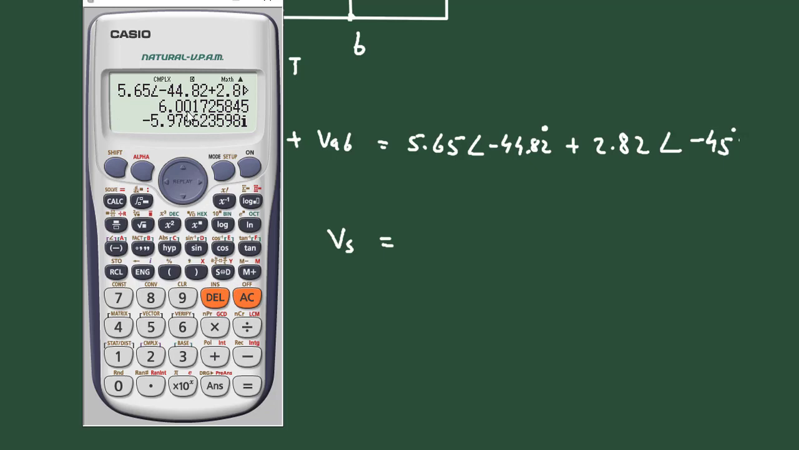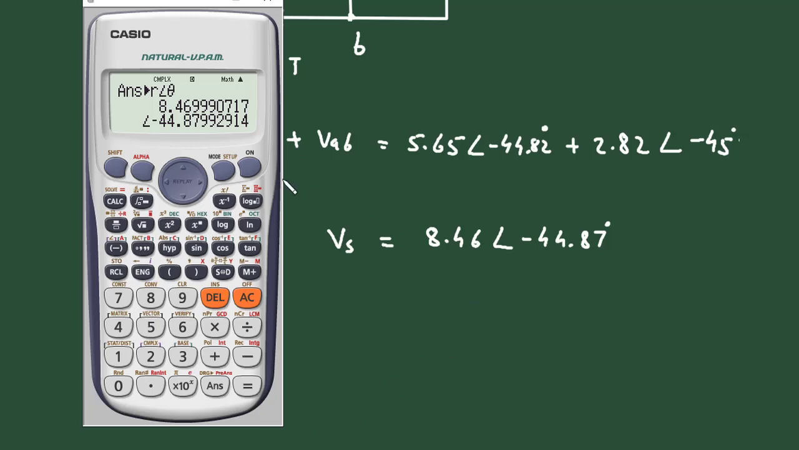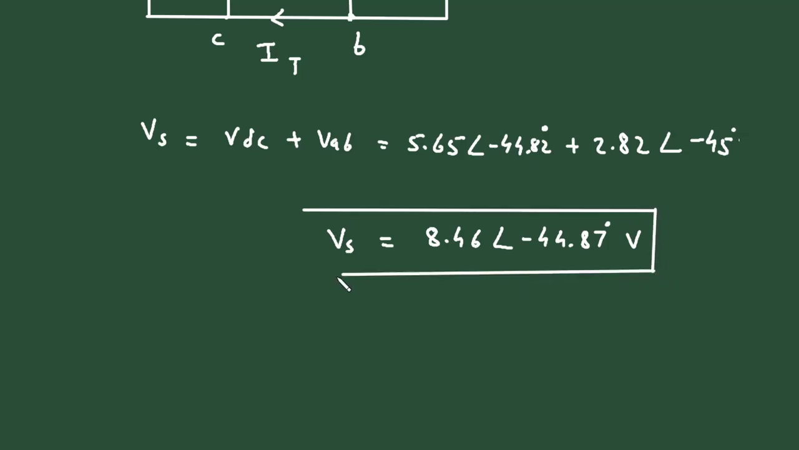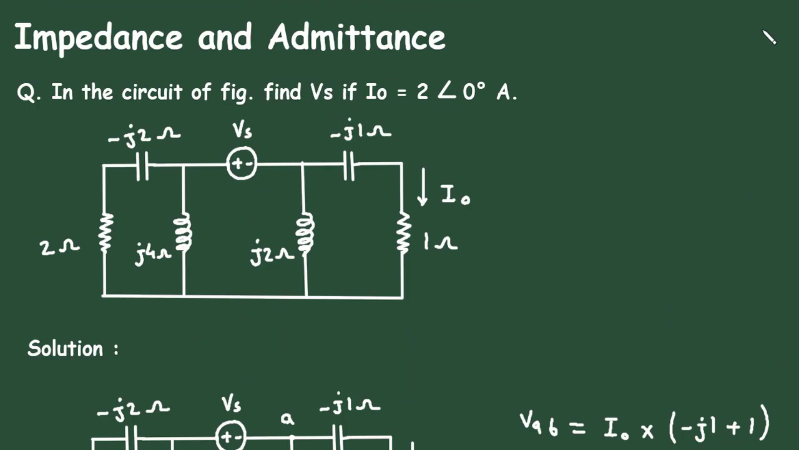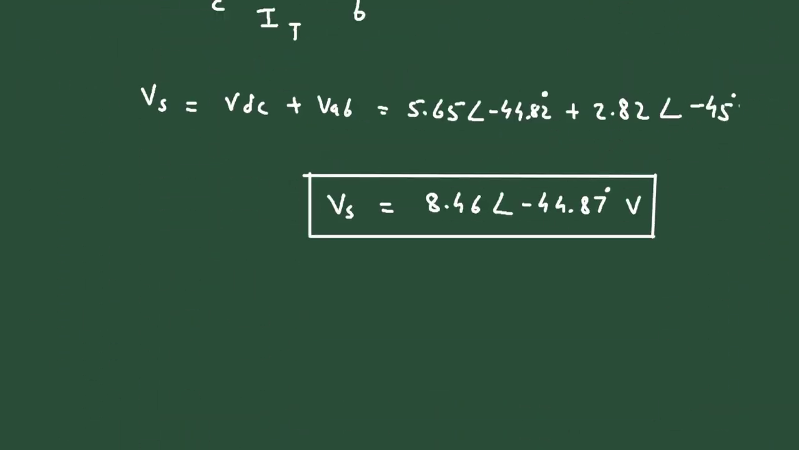So it is equal to this much in rectangular form. In polar form, this will be shift 2, 3. So it is 8.46 at an angle minus 44.87 degree. And since it is a voltage, its unit will be volts. What we have to find in this question? We have to find the value of Vs. So this is the value of Vs and this is how we can find it.